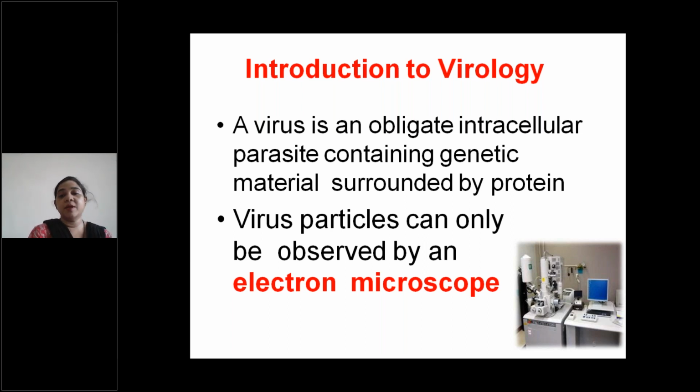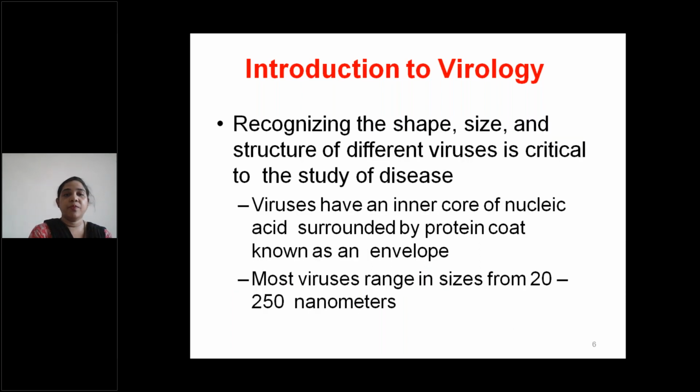Virus particles can be observed by an electron microscope. Recognizing the shape, size, and structure of viruses is critical to studying the discipline. When you want to study a specific virus, you have to know its shape, size, as well as structure. Why structure? Structure is important because these are the parts where you can target the virus for diagnostic purposes and for the preparation of vaccines.